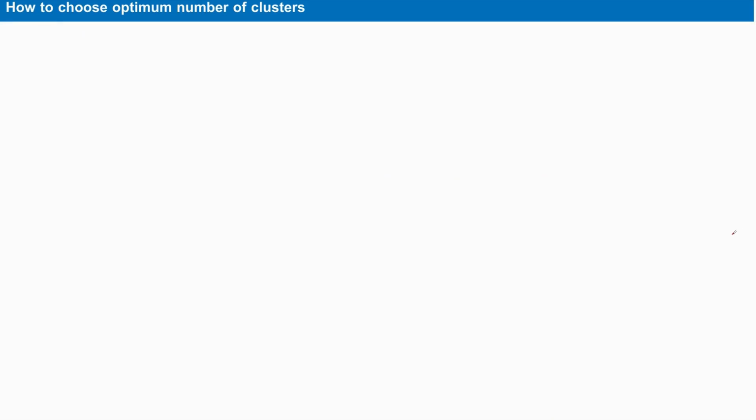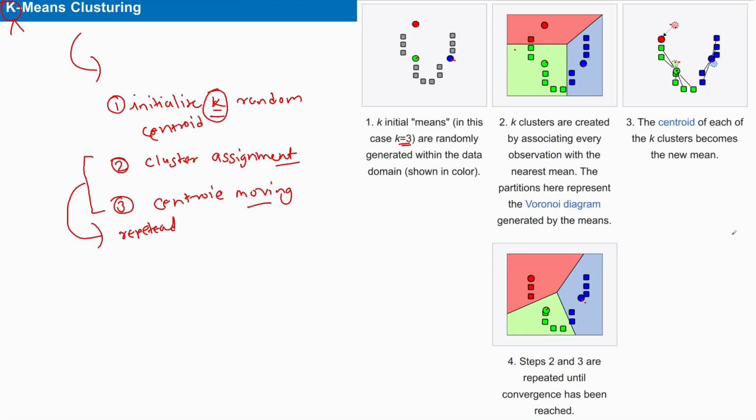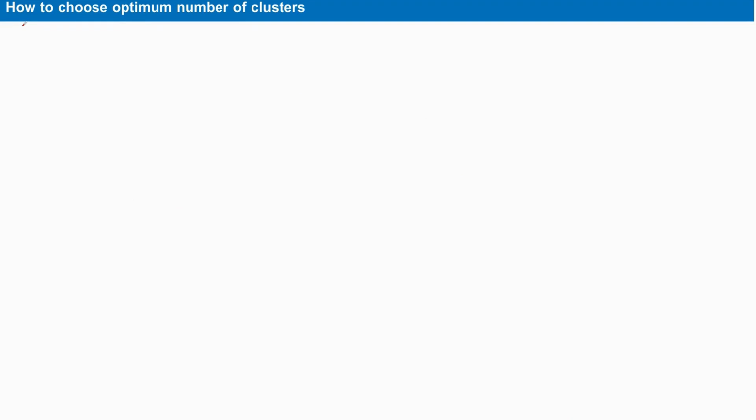Now the question is how to choose the optimal number of clusters. There are various methods where we can find the number of clusters dynamically, instead of choosing it in a static way. There are various methods, and here we will discuss two of them.